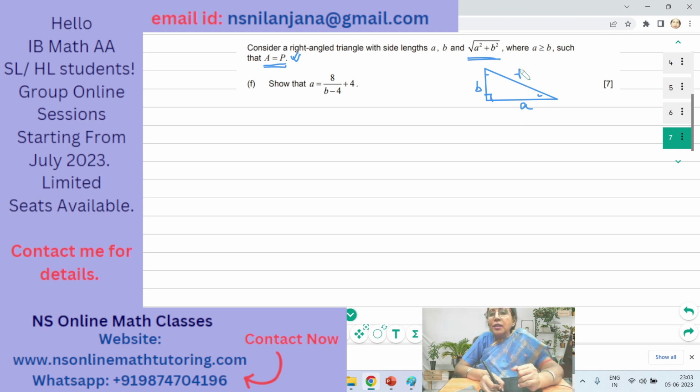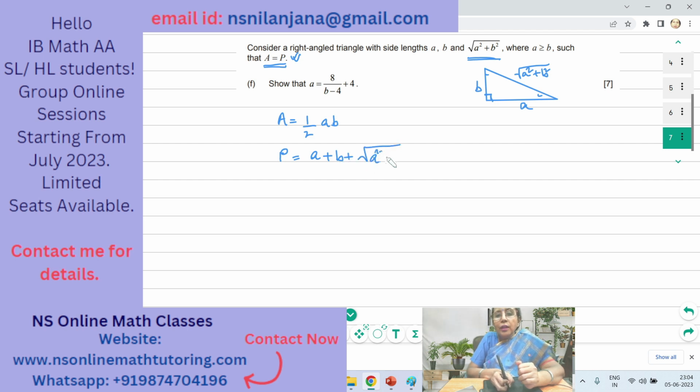Okay, and this one is square root of A square plus B square. So what is the perimeter of this? Area of this? Area is half times AB. This is the area of this triangle. And what is the perimeter? Perimeter is A plus B plus square root of A square plus B square. Okay.